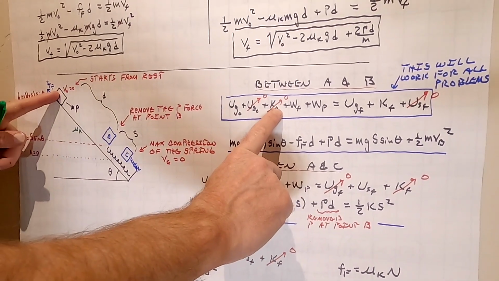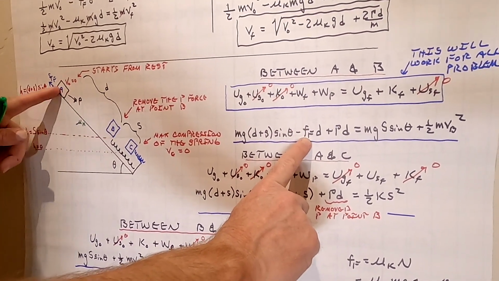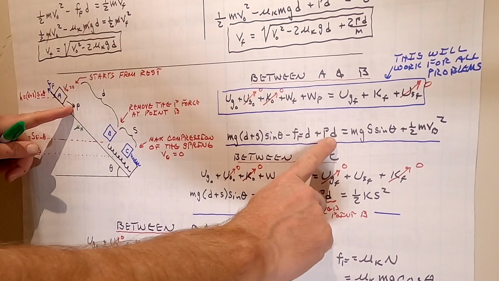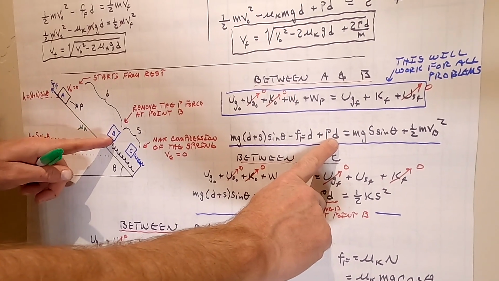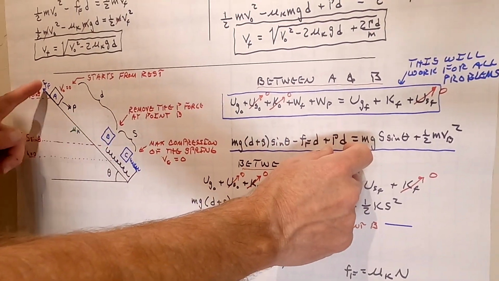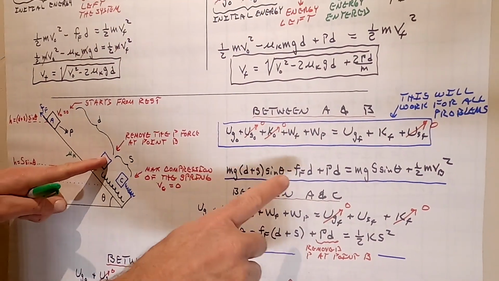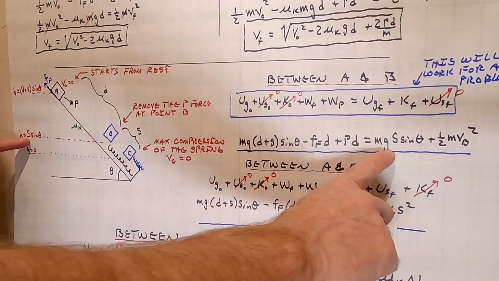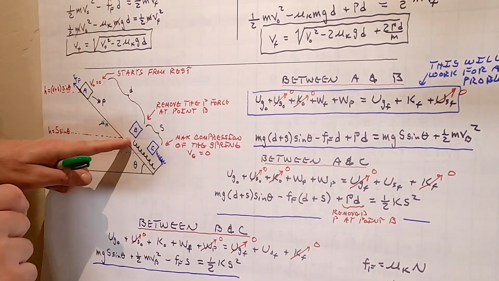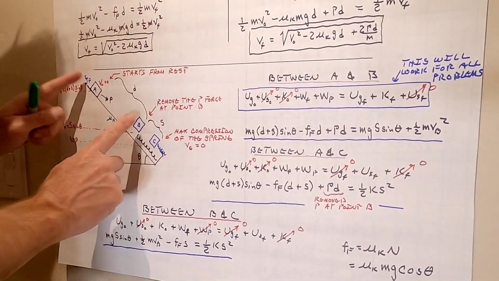Now when we go from A to B, we lose work due to friction, minus friction times the distance you slid, right there. Plus, we helped it along. We gave it energy, P times d. So there is the energy we had at the beginning, minus what we lost, plus what we gained, and this should equal the energy at this point. At this point, you have potential, mg s sine theta. You're also moving, so you also have kinetic. You have no spring energy because we just touched it and haven't compressed it yet. So there's my energy equation between A and B.